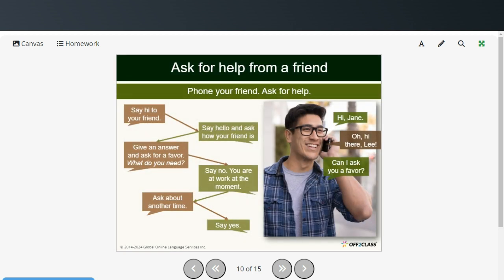All right, so now we're going to practice a telephone conversation where you ask a friend for help. And these are sort of the steps. You would say hi to your friend. Your friend would say hello and ask how you are. You give an answer and then ask for a favor. Then the friend would say no, that they're at work right now. Ask about another time and say yes.